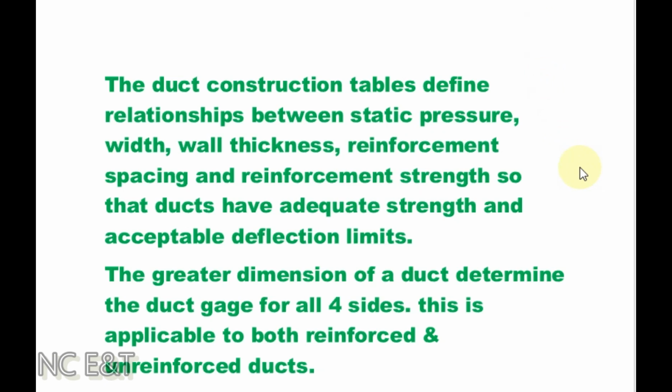The duct construction table defines the relationship between static pressure, width, wall thickness, reinforcement spacing, and reinforcement strength so that ducts have adequate strength and acceptable deflection limits. The greater dimension of a duct determines the duct gauge for all four sides. This is applicable to both reinforced and unreinforced duct.